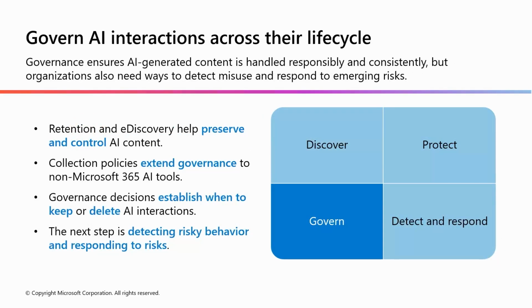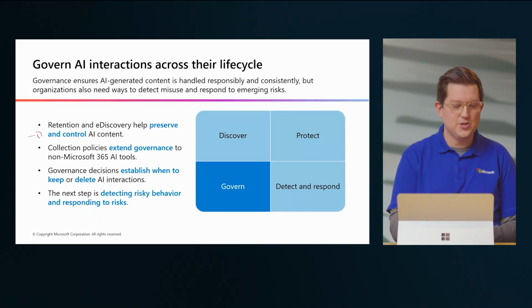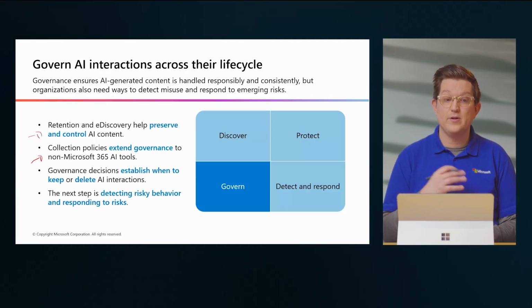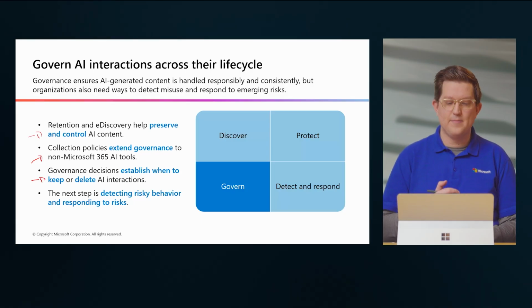What we have talked about has come under the govern piece of the framework. When we govern AI interactions correctly, we essentially treat it the same as any other piece of data. There are some unique qualities to it, don't get me wrong, but it is ultimately the same. We choose how we're going to retain our information. We collect it in a source that we're able to target for our discovery purposes. We're able to establish when and why we keep information.